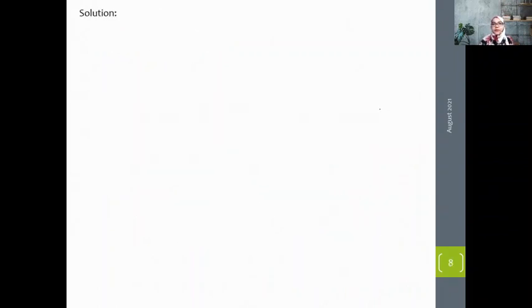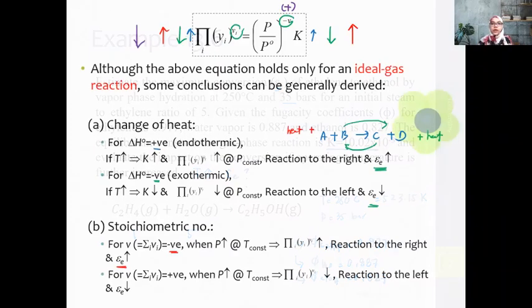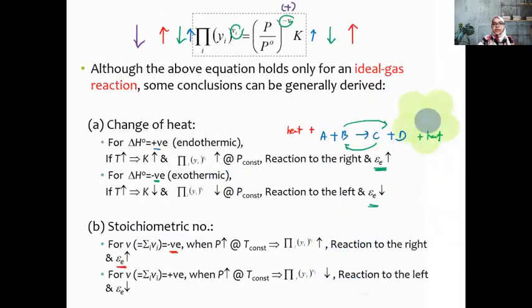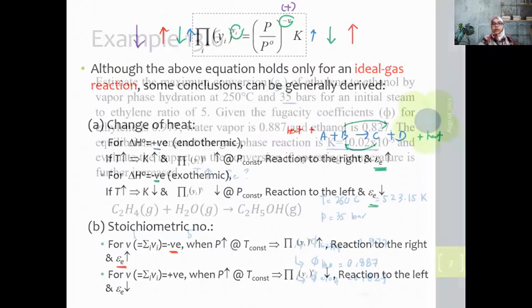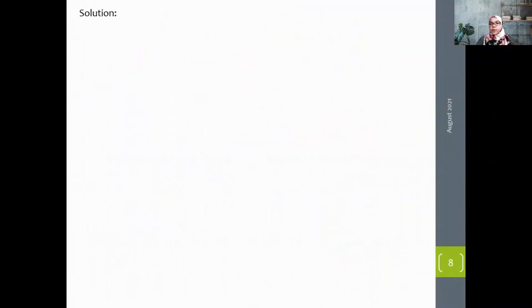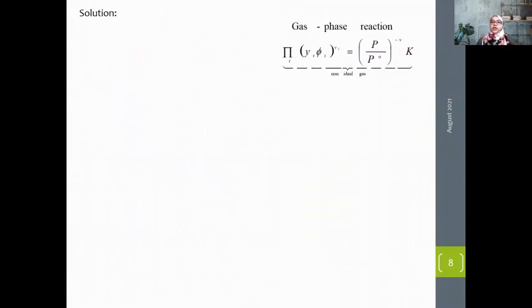You may try this first, and at the same time, I will show you how to solve it. Try to correlate with the equation that we have learned in the gas-phase reaction. Okay, how to solve this problem? Since this is a gas-phase reaction, we are going to use this expression for the non-ideal gas by introducing the fugacity coefficient of the species.